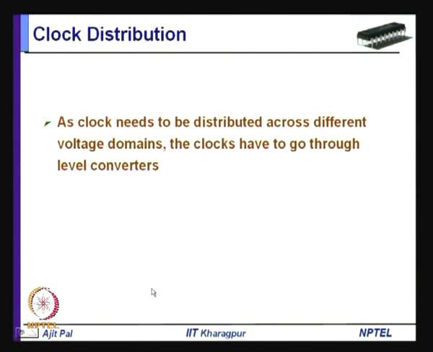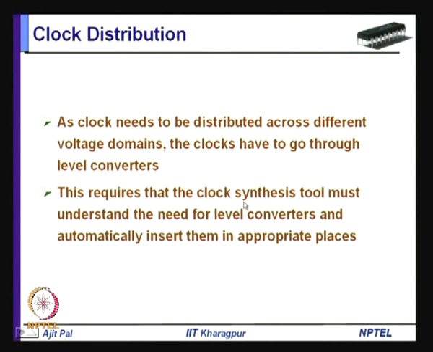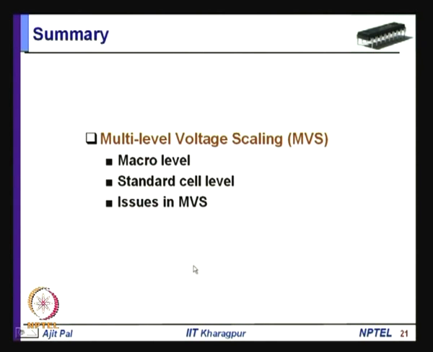Similarly, the last problem is clock distribution. As the clock needs to be distributed across different voltage domains, the clocks have to go through level converters. Just like signals pass from one voltage domain to another, the clock may also pass from one voltage domain to another. So you have to place level converters in the clock distribution circuit, and this requires that the clock synthesis tool must understand the need for level converters and automatically insert them in appropriate places.